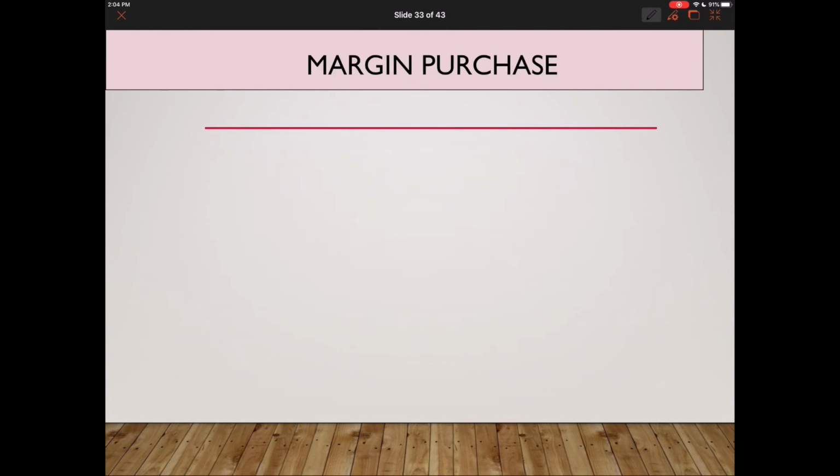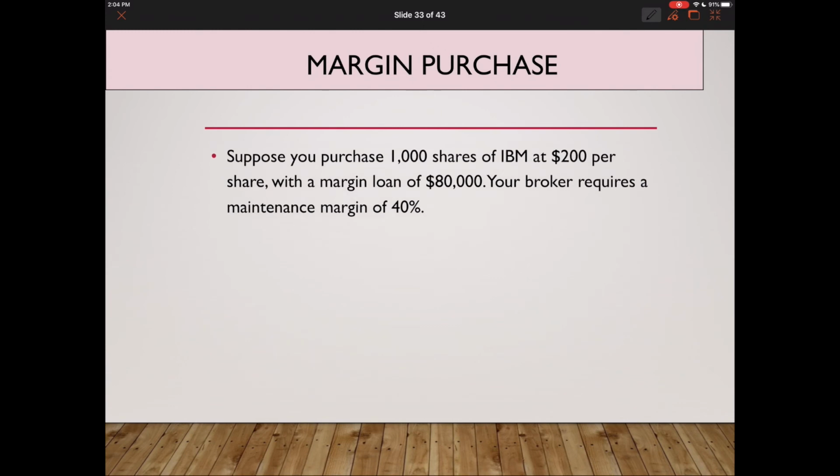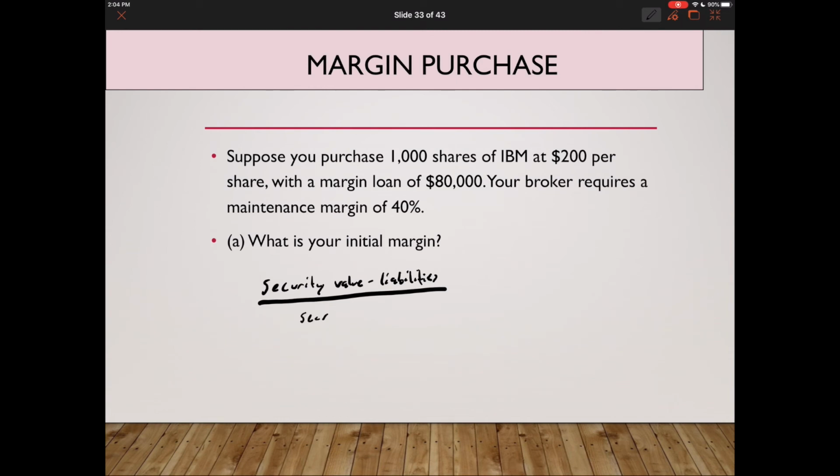So let's do an example here. Suppose you purchase 1,000 shares of IBM at $200 per share with a margin loan of $80,000. Your broker requires a maintenance margin of 40%. What is your initial margin? So once again, your equation is security value minus liabilities. This tells you how much equity you have, your equity value in this deposit, divided by the security value equals your margin.